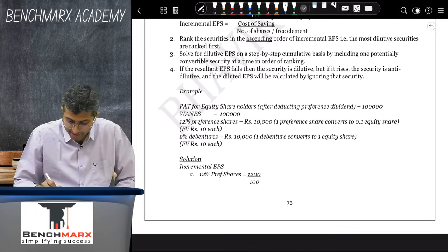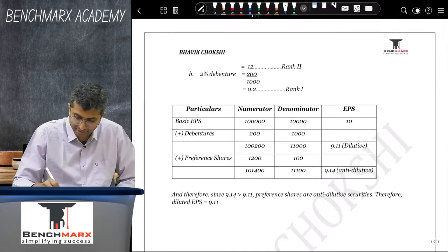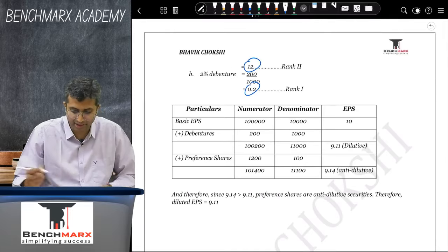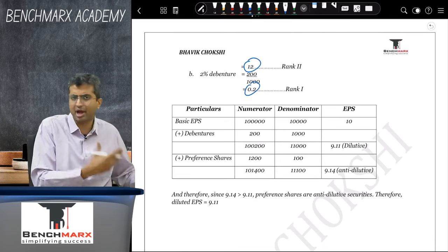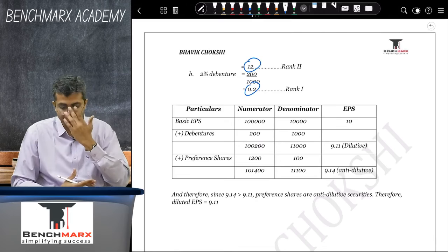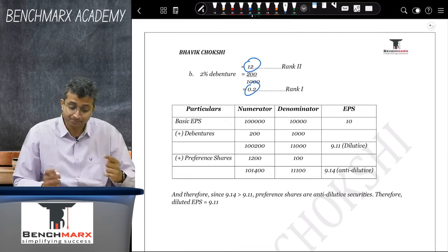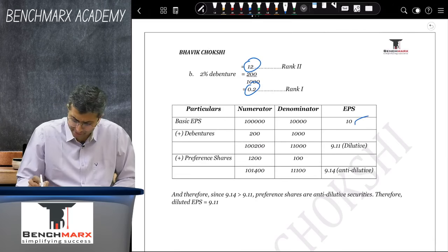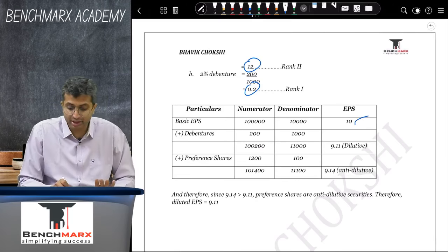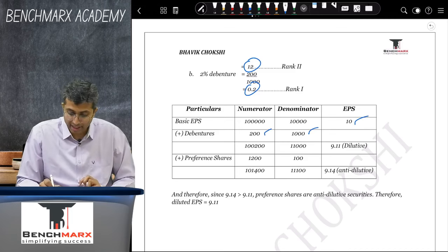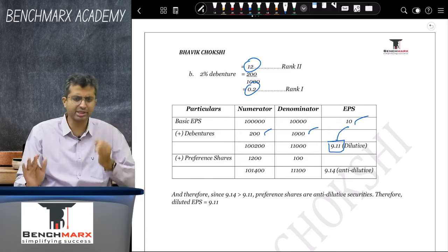The incremental EPS calculated for preference shares, for example, is 12. For debentures it is, for example, 0.2. So debentures have a higher dilution and hence debentures should be taken first. You calculate the basic EPS, which is 10, and then you only add the debentures. We say, okay, if debentures were converted, then 200 will be added in the numerator, 1000 in the denominator, and hence this comes to 1,211,000. So your EPS is 9.11, which is lower than 10. Okay, so this is dilutive.